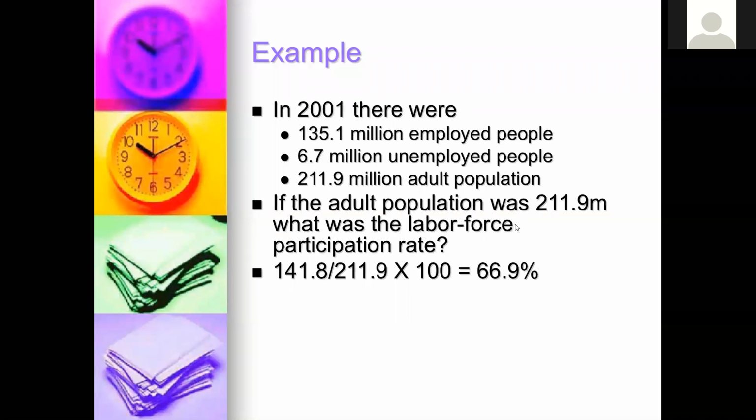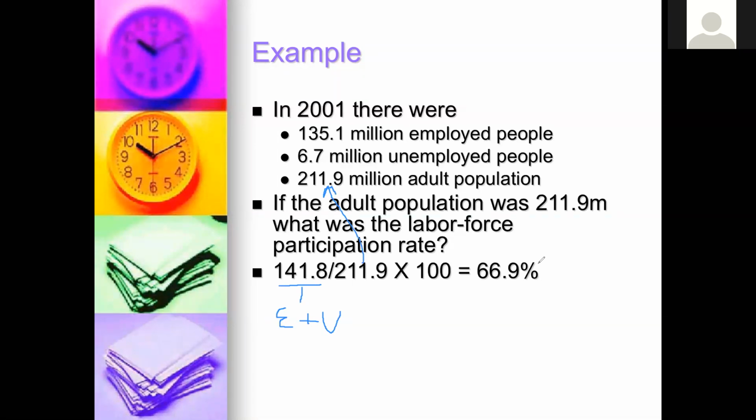If the adult population was 211.9 million, what's the labor force participation rate? So here we want to take the 141.8, that is the number of people employed and unemployed, I'll just put an E here for employed and unemployed, divided by the adult population, and that was given in the problem. We're going to multiply that by 100, and that gives us 66.9%. Again, because it's a rate, you want to express it as a percentage.